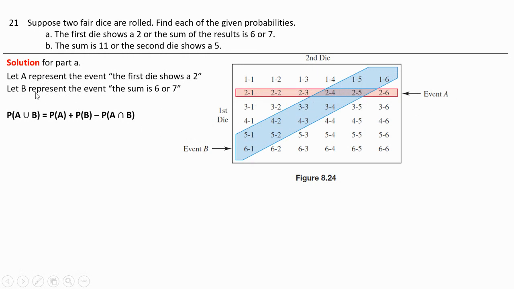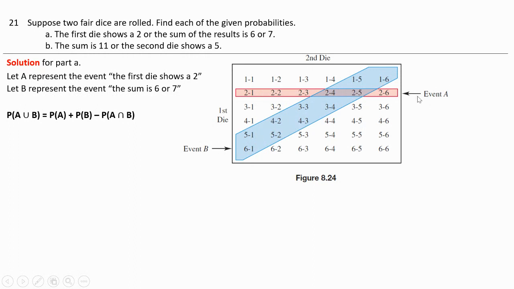Now event B is the sum is 6 or 7, right? So all these diagonally: 5,1; 4,2; 3,3; 2,4; and 1,5 will give us 6. And 6,1; 5,2; 4,3; 3,4; 2,5; and 1,6 will give us 7.